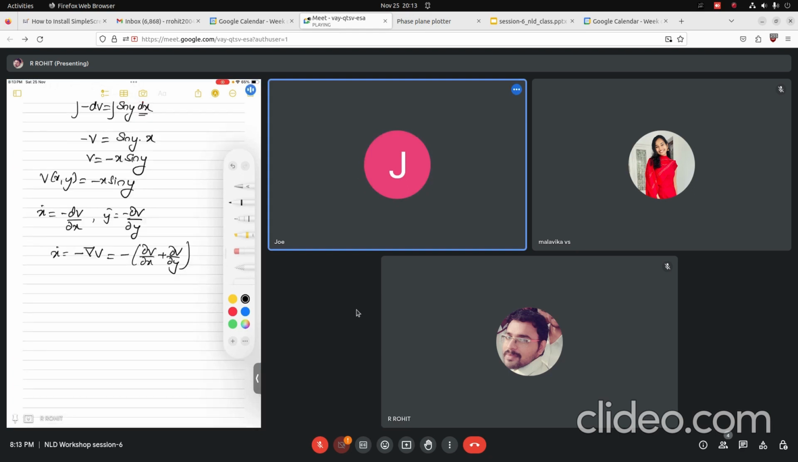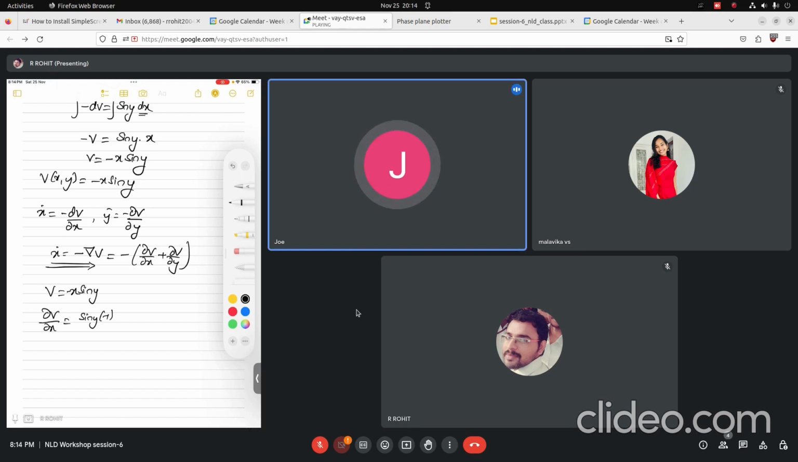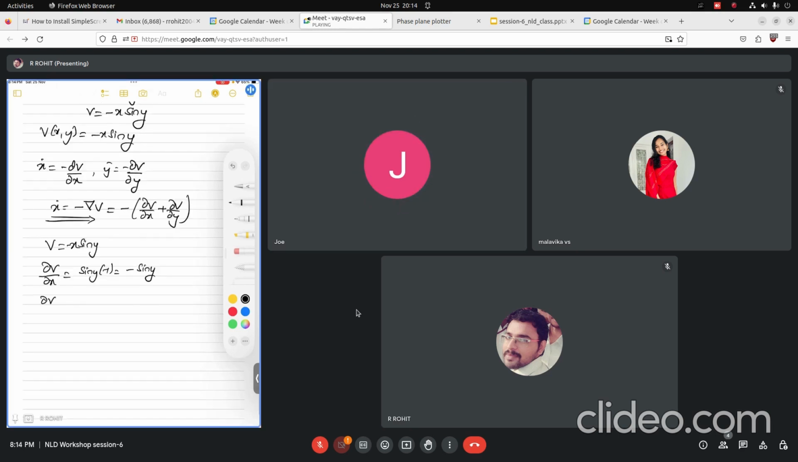Yeah, so if you are able to make this form, then you can say that it's a gradient system. So we will check for this now. So v is nothing but minus x sine y. Now, del v by del x, if you take it, sine y is constant, so it's minus sine y. And del v by del y, if you do, minus x remains, and the derivative of sine y is cos y.